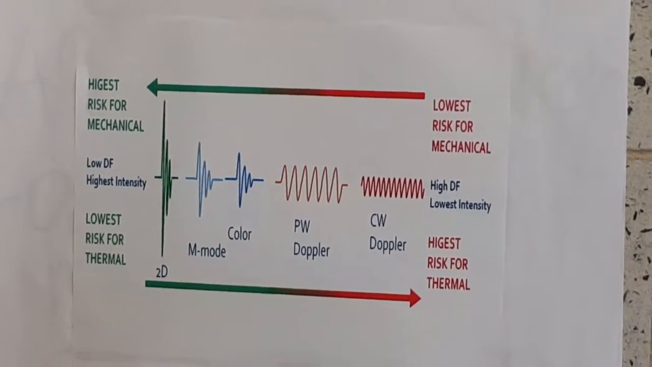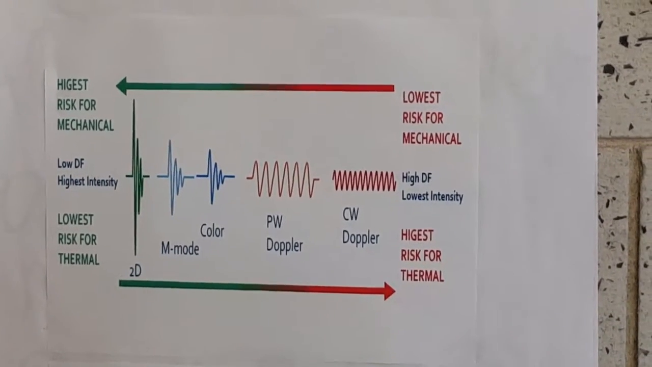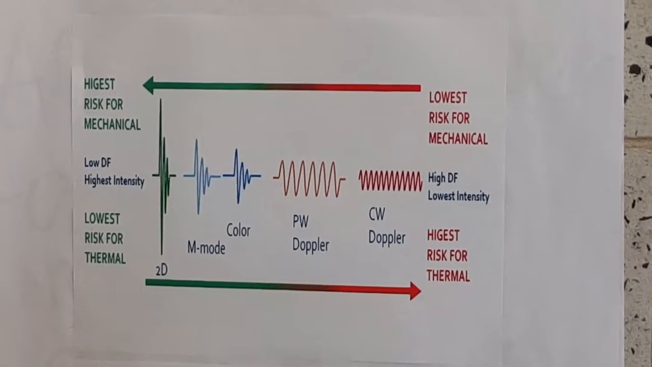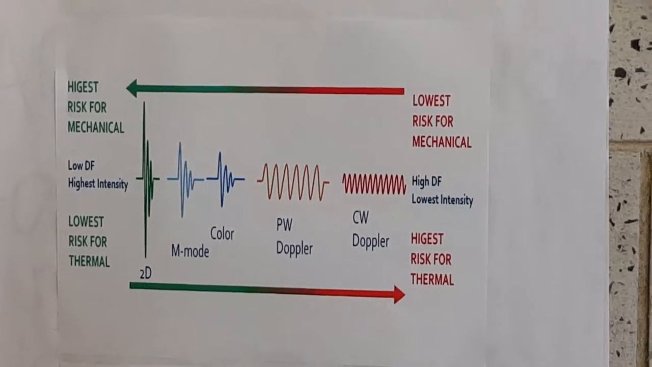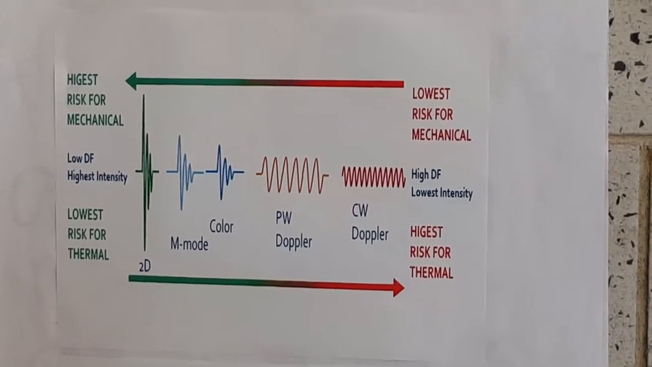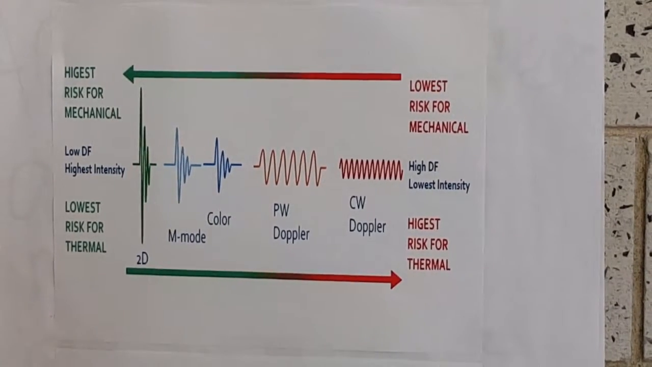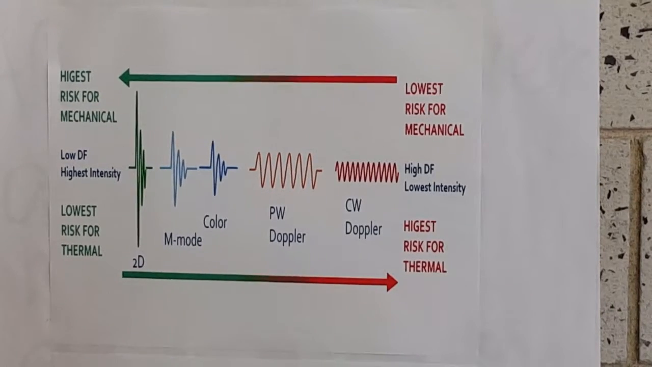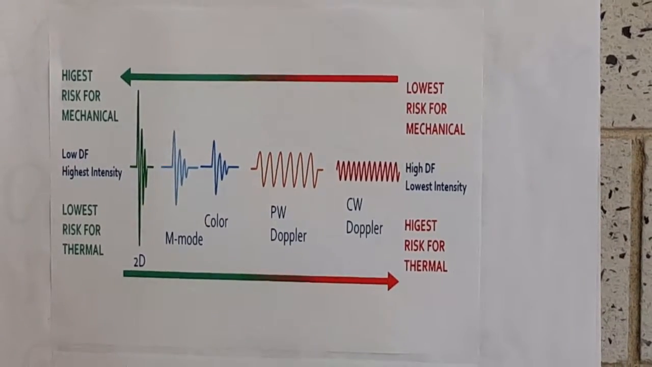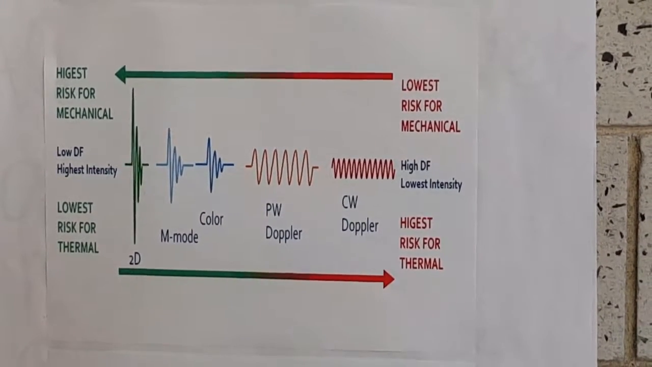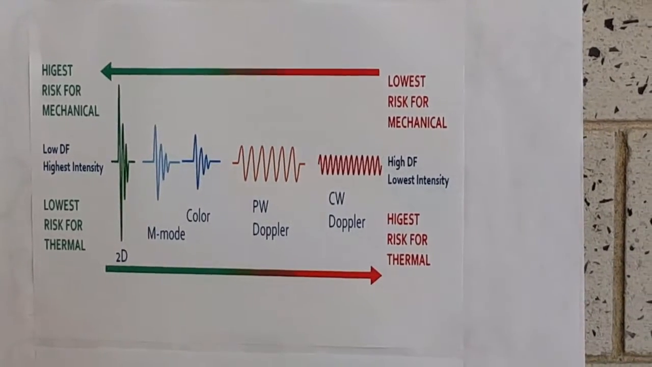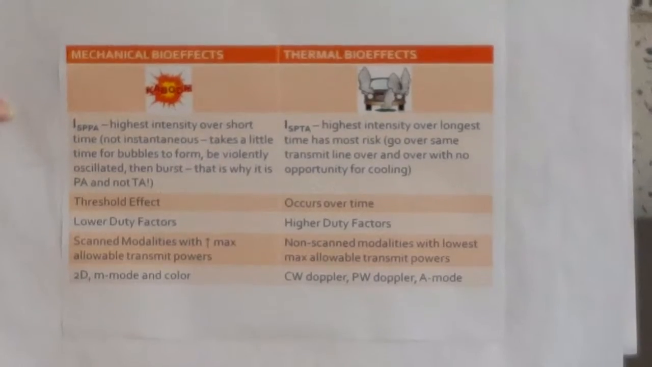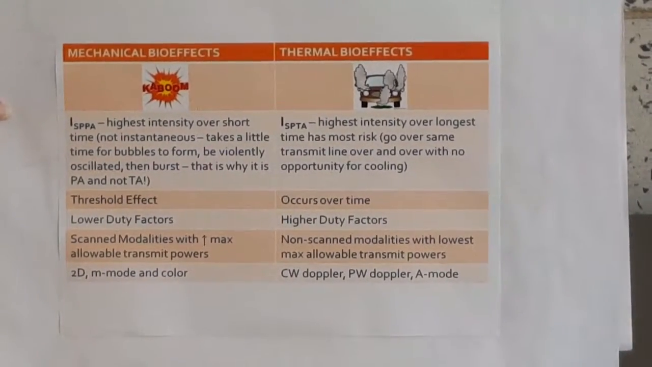The greatest risk for mechanical bioeffects are modes of ultrasound with the highest maximum allowable transmit power, and the greatest risk for thermal bioeffects are modes of ultrasound that have the lowest maximum allowable transmit power. As you can see on this chart, in the green we have the highest risk for mechanical, while the lowest risk for thermal, and in the red we have the lowest risk for mechanical and the highest risk for thermal. This is a summary of the comparison of mechanical and thermal bioeffects.